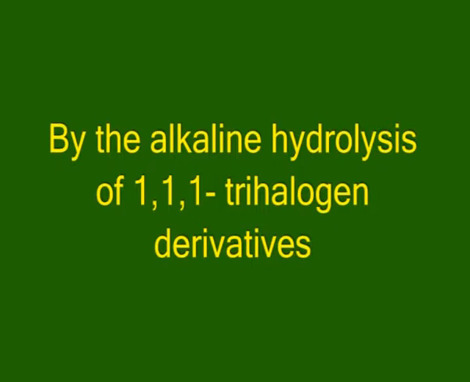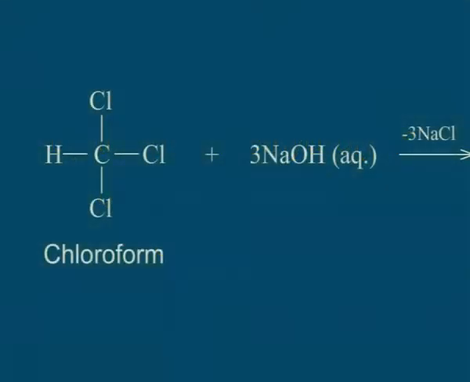Children, we will now learn about preparation of carboxylic acids by the alkaline hydrolysis of 1,1,1 trihalogen derivatives. Salts of carboxylic acids can be prepared by reacting trihalogen derivatives of alkanes or arenes, with halogen atoms attached to the same carbon atom, with aqueous sodium hydroxide or aqueous potassium hydroxide solution.